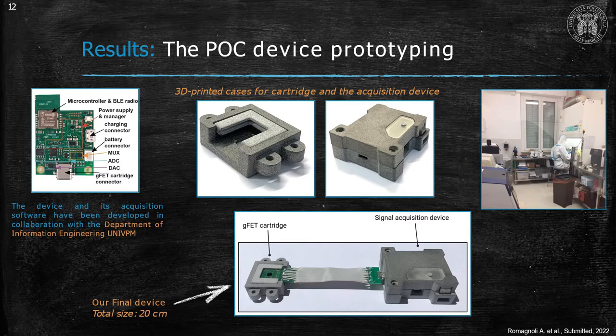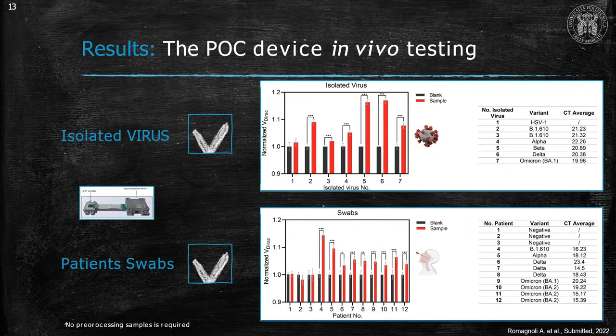We were able to test this device in the hospital with real samples. The first thing that we did was test isolated virus using this point-of-care device. In particular, we tested 7 different samples. We used the herpes virus as a control, so we didn't get any signal when we used the herpes virus, while when we used the cultured virus, we got very nice signals. In particular, we were able to detect all the different variants.